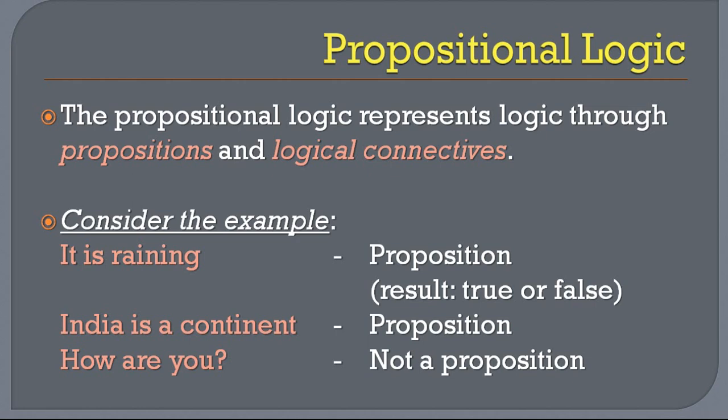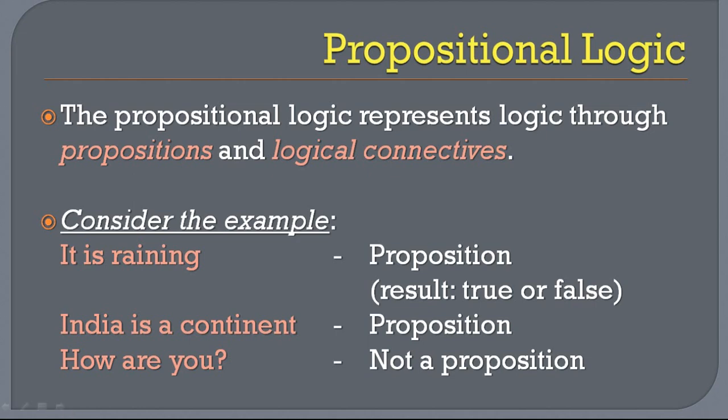So consider the example, it is raining. It is a proposition. Why is it a proposition? Because you will have a result. It is a judgmental statement. You will have a result, yes or no, that is, true or false. Second example, India is a continent. Again, it is a proposition. It is a declaration statement. You are declaring that India is a continent. It should be either true or false. There won't be any other answer for that.